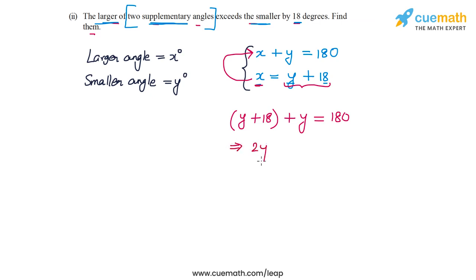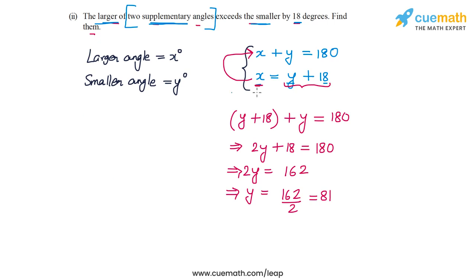So we have 2y plus 18 is equal to 180, which means that 2y is equal to 180 minus 18, or 162, and this means that y is equal to 162 by 2, which is equal to 81. So y is equal to 81, and now we can use the second equation to find x from y. So x is equal to y plus 18, which is 81 plus 18, equal to 99.